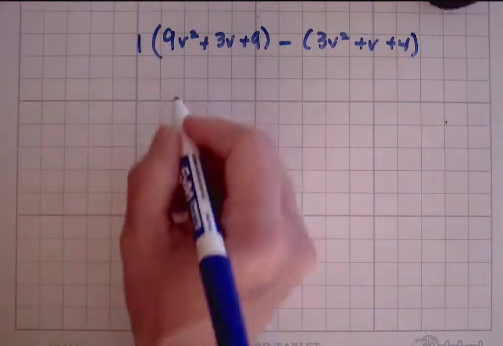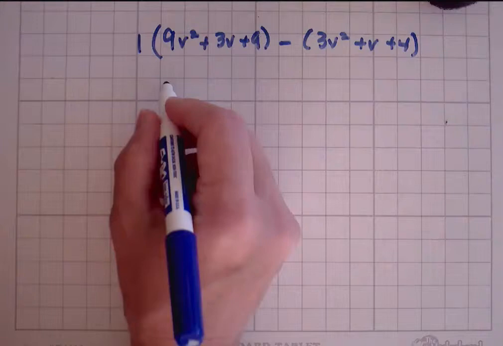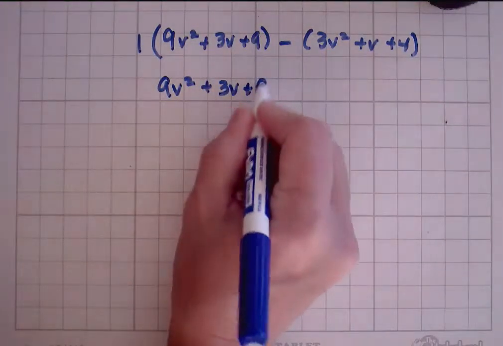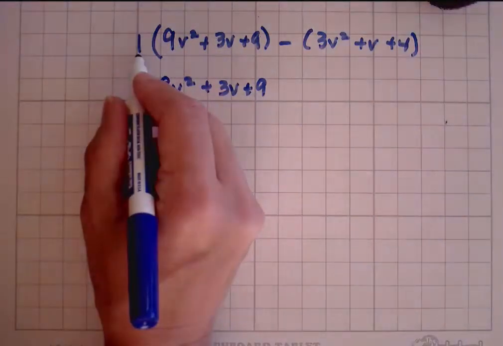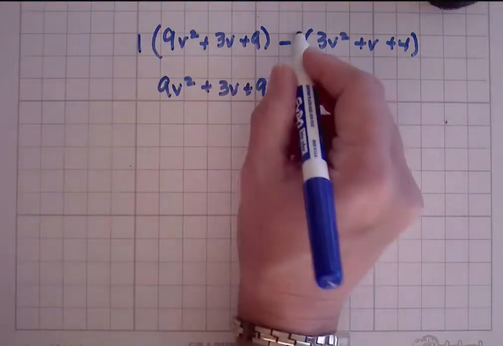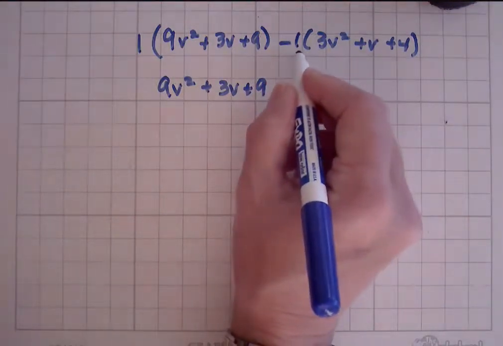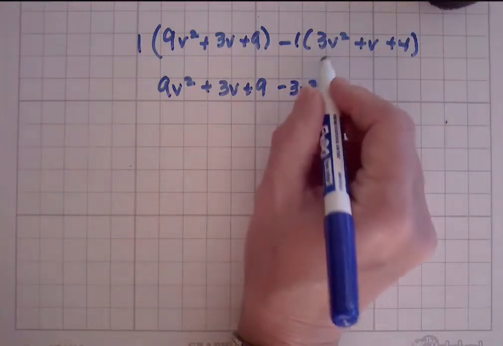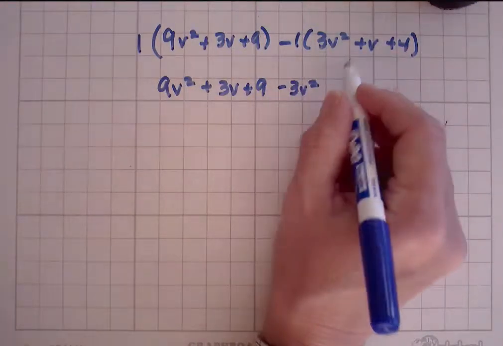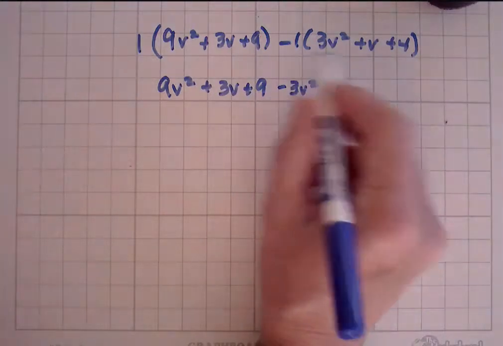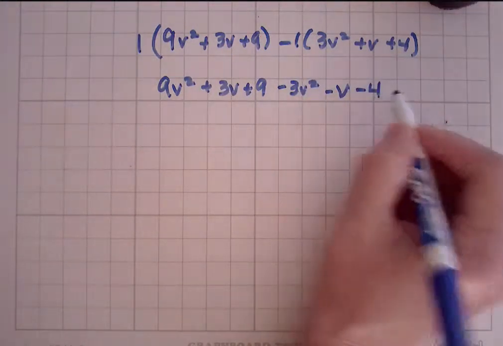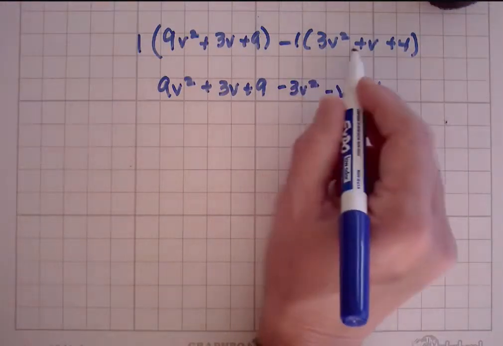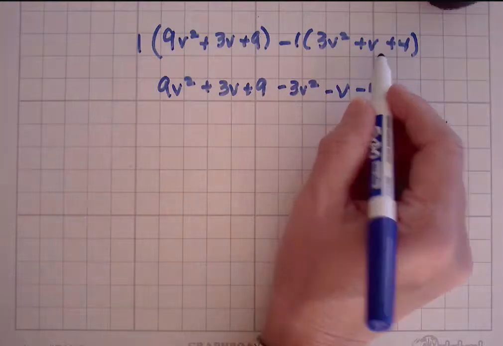There's an invisible 1 in front of here, so that means this all is times 1, which means I can simply remove the parentheses. You always need to check. Sometimes you're going to have another number other than 1 there, in which case you'll need to distribute. This is a negative 1 times here, so negative 1 times 3v squared is negative 3v squared. Negative 1 times v is negative v. And negative 1 times 4 is negative 4. You'll notice multiplying this by a negative 1 changes the sign of everything inside the parentheses.